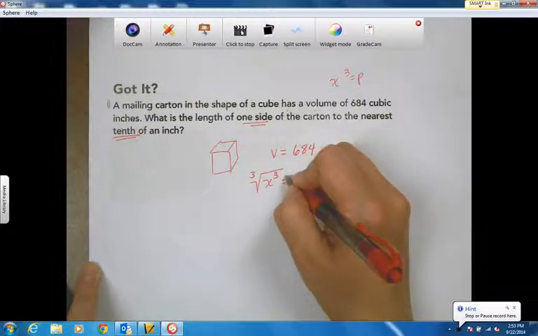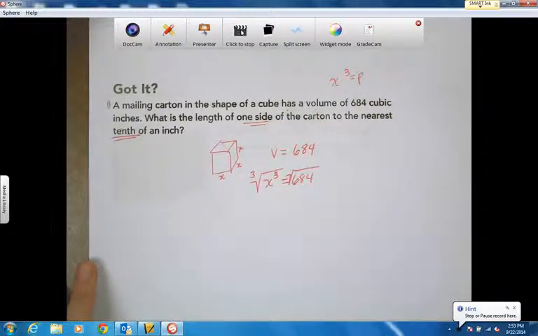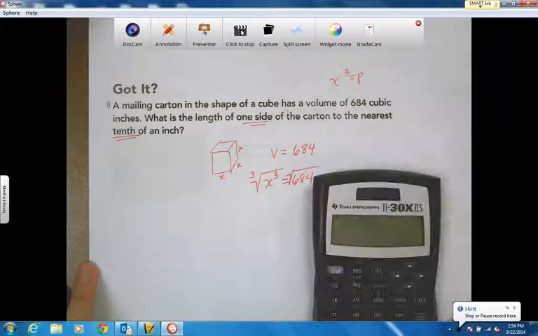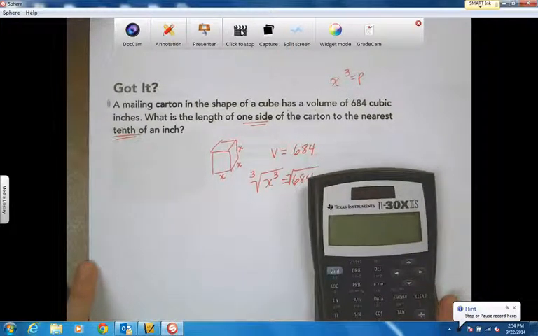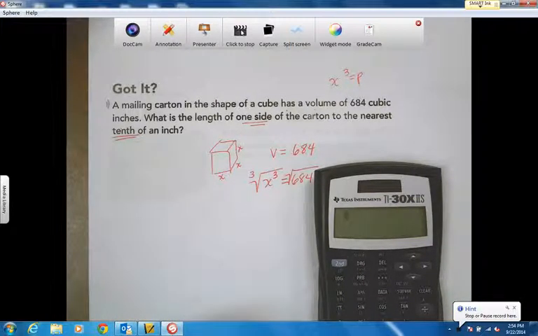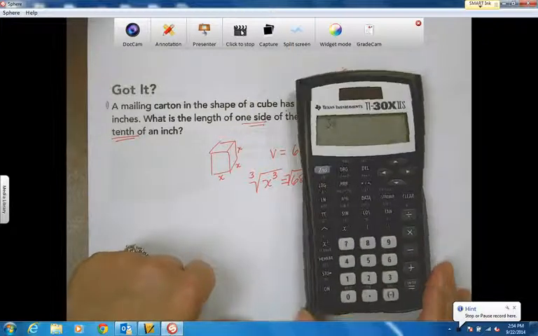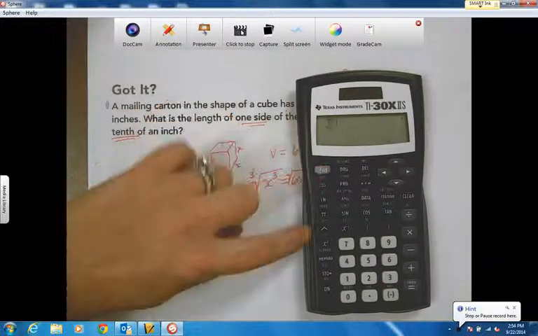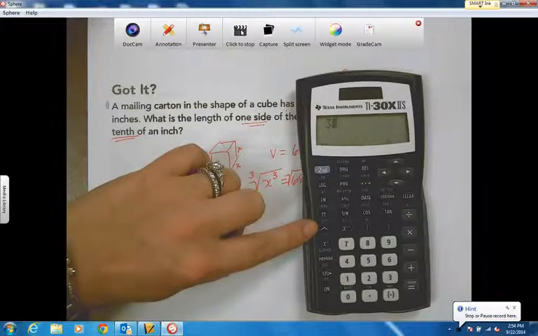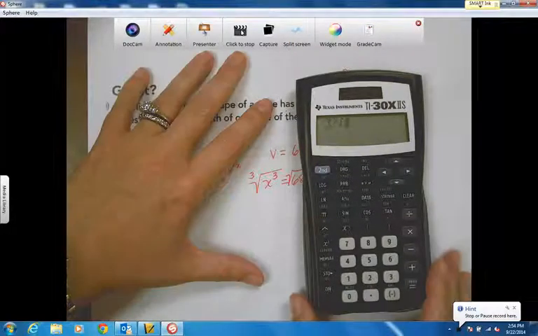Okay, so again, I can go to my calculator because I might not know this one mentally. And again, I'm going to put in the 3 first for cube root. So I'm going to type in a 3. Then I'm going to hit the second button. And then I'm going to go to this button right here because that's where the x root is. And then now I'm going to plug in 684. Hit enter. And it told me to round to the nearest tenth.